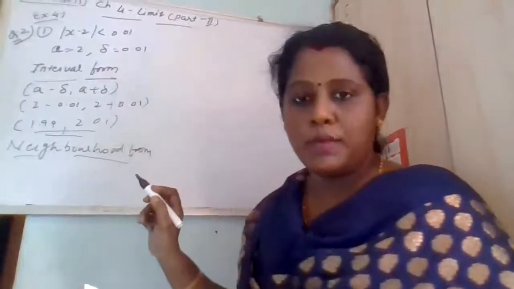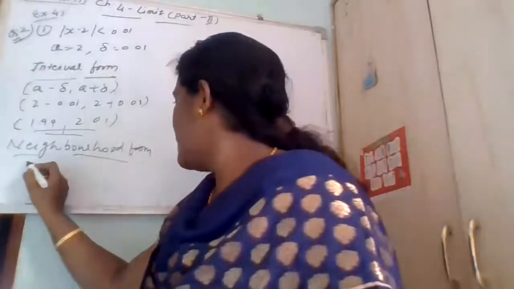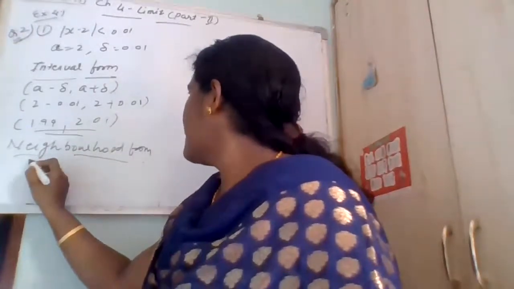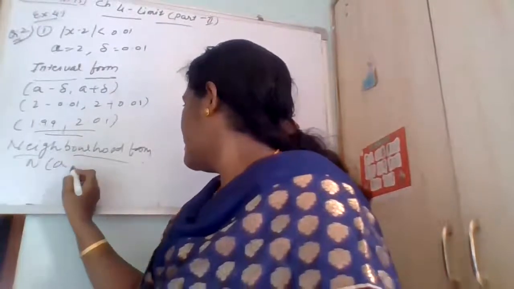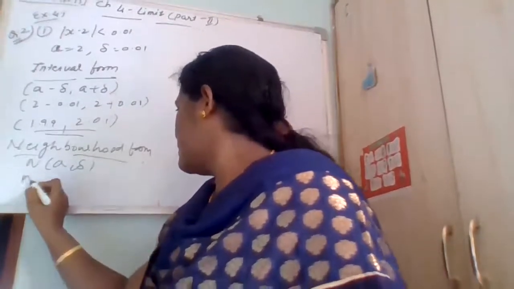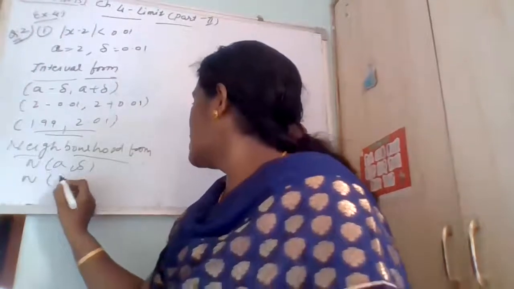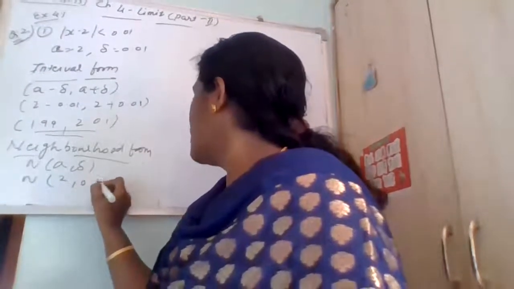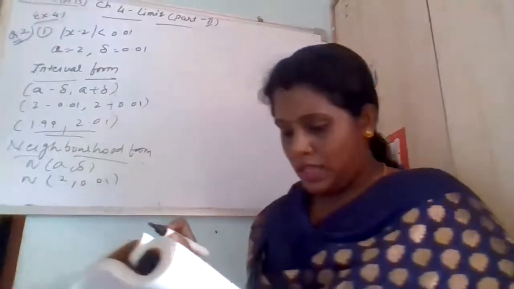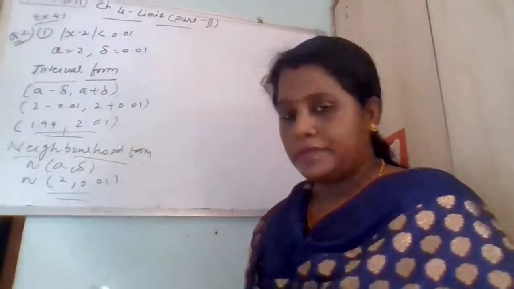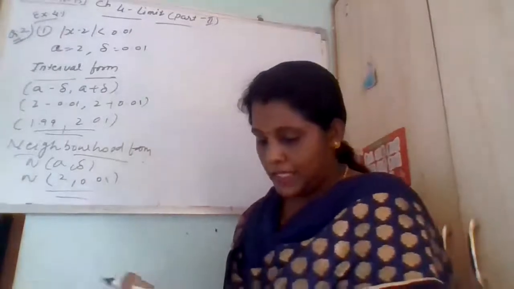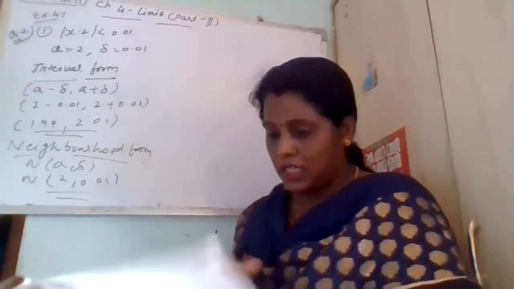Now the neighborhood form you have to find, that is a is 2 and delta is 0.01, right? So this is the answer. Now next sum we will see, that is the second sum.